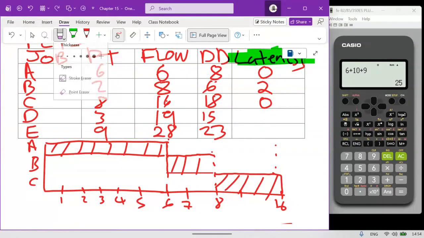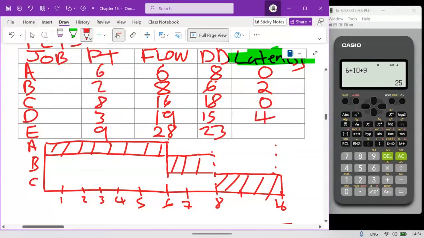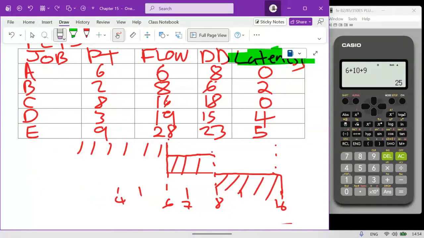Then 19 and 15, right? Which is late by 5 days. Okay, then, sir, why is it 16, 18, 0?